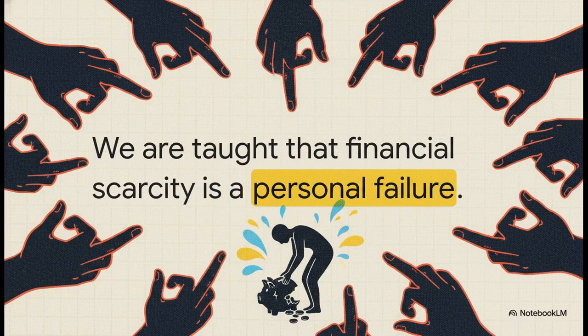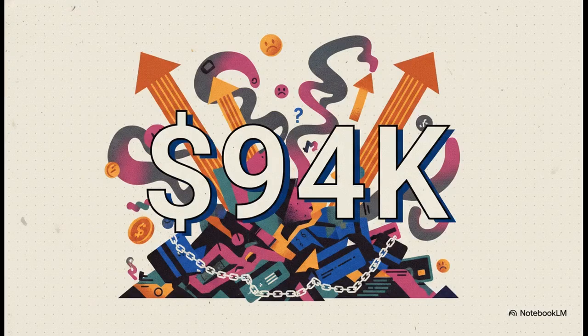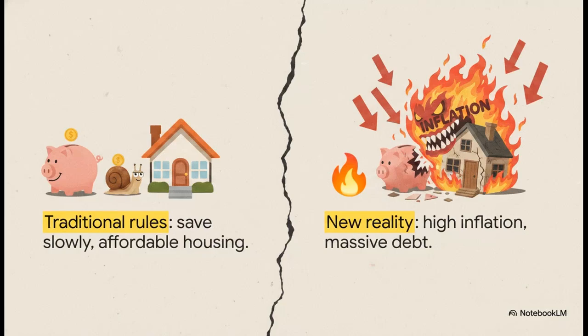We've completely normalized the idea that financial scarcity is your personal failure, so you just avoid it. This completely ignores the massive systemic hurdles we've built that actively work against you every single day. Look at this, $94,000. That is the average debt load absolutely crushing Gen Z today. The old rulebook, save slowly, buy a house, it just feels entirely broken in our new high inflation reality.